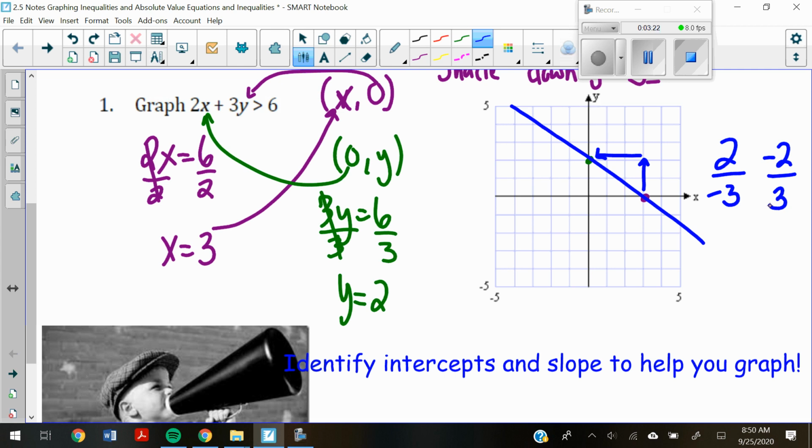Now, is this a solid or a dotted line? Well, my inequality sign has no line, so it should be dotted. So you can just write dotted next to it.